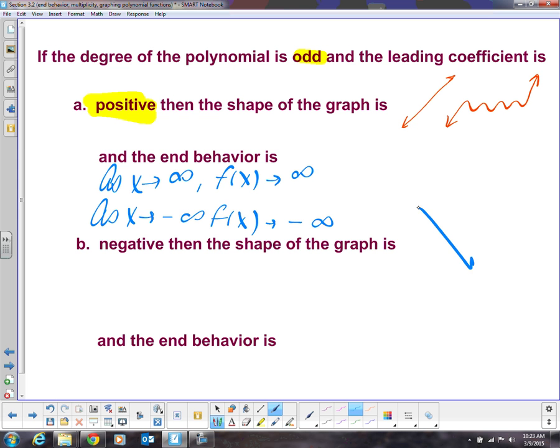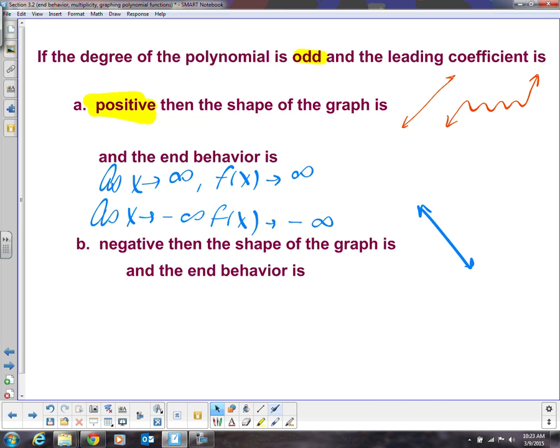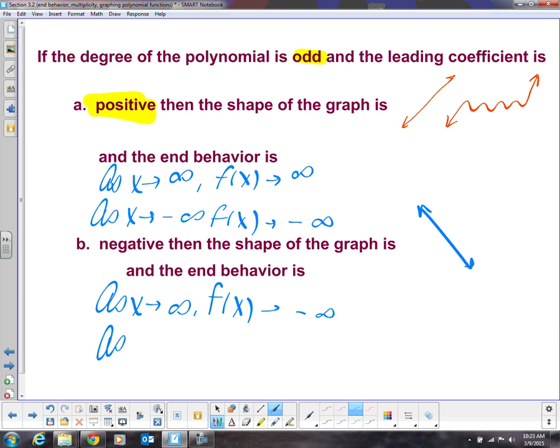But when it's negative, then its basic shape is going to be falling. So the end behavior is going to look different. As x goes to the right forever, the y values now are going down forever. As x goes to the left forever, the y values are rising. So everybody understand how I want the end behavior written? All right, I don't remember what the book does, but it's just really bizarre.